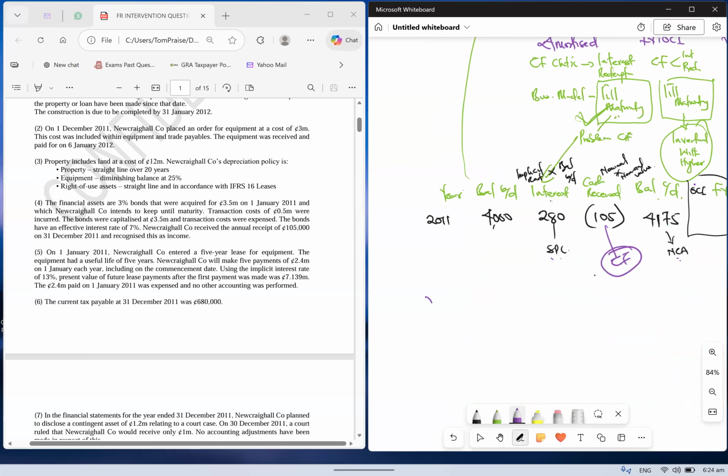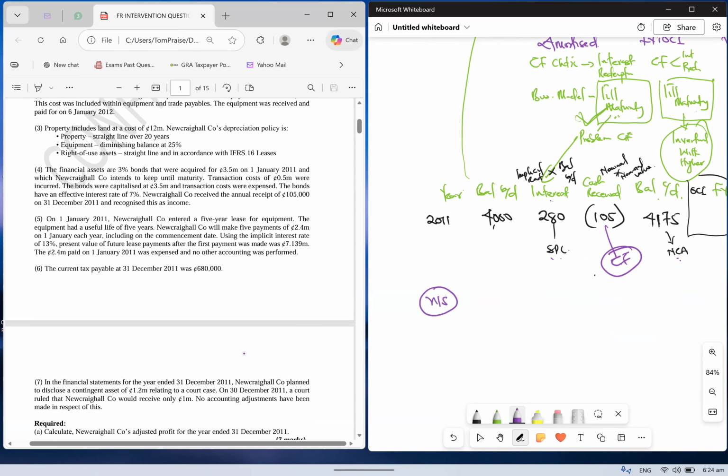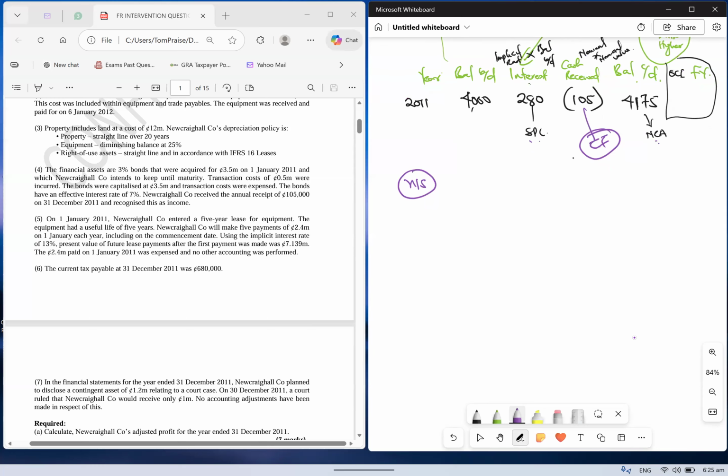Now we will be left with workings 5, right? Yes. Workings 5. Then it says that New Craig Hall on January 1 entered into a 5-year lease. As for lease, you've done lease, right? The equipment has a useful life of 5 years. New Craig Hall will make 5 payments, 2.4 each year, at the beginning of each year. So that means that this is a lease in advance. Now lease, you need to have your right of use. You need to have your lease liability. And you do the lease liability first.